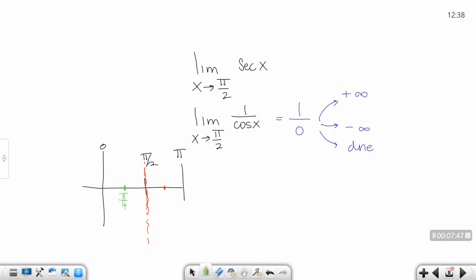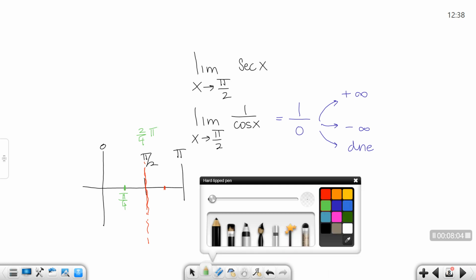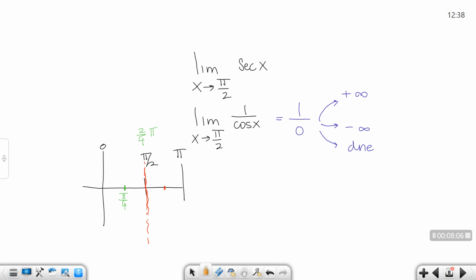So let's put them in terms of common denominators. Pi over 2 is actually 2 over 4 pi, because remember 2 over 4 is the same thing as 1 over 2, so that's what that one would look like. If I was picking something in this next quadrant, an angle over here that I could choose is 3 pi over 4.